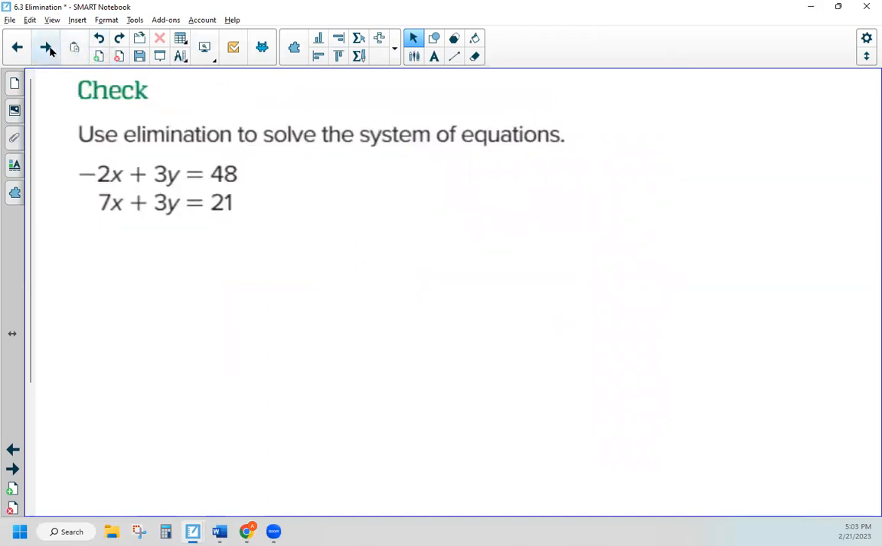Now, go ahead and try this check problem. And I'll give you the solution in a little bit. Don't cheat yourself.